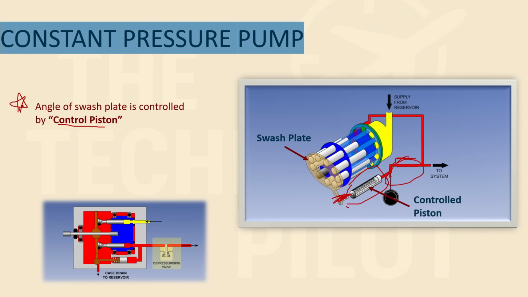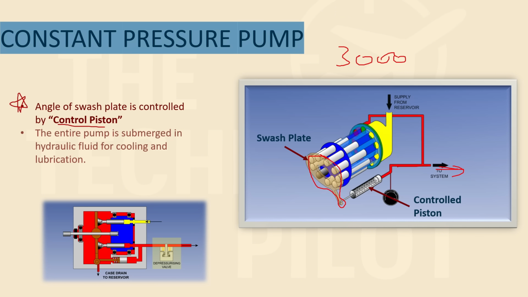This causes the angle of the swash plate to change. This swash plate changes its angle, and that's how it keeps a particular pressure maintained in the system. If I set it to 3000 psi, it won't exceed that. It will maintain that 3000 psi, right?